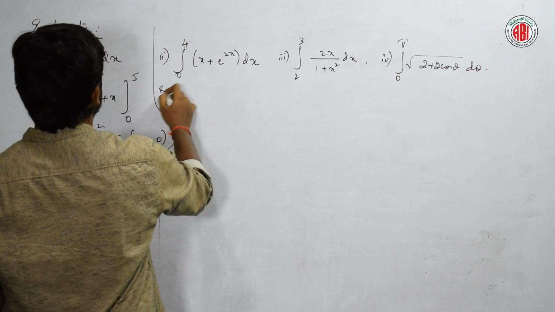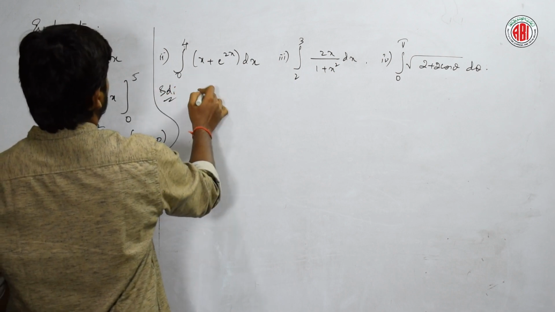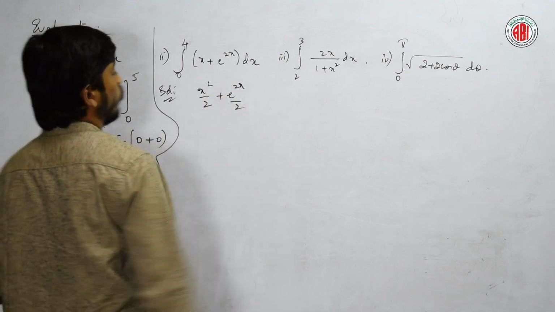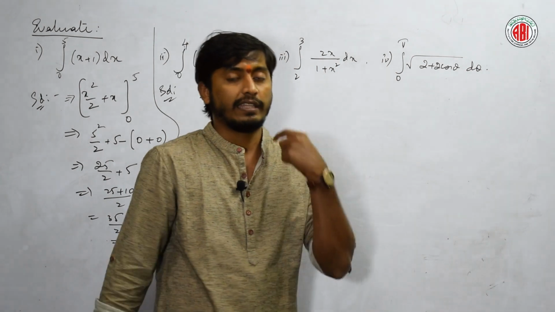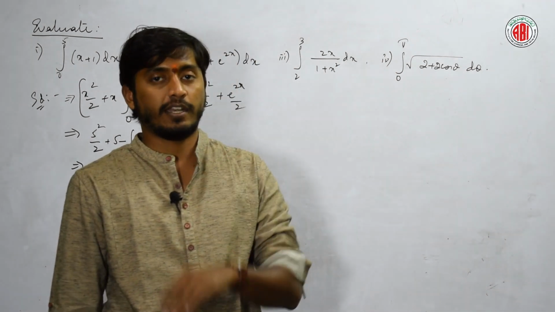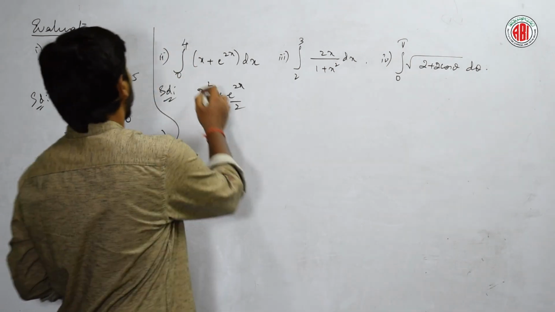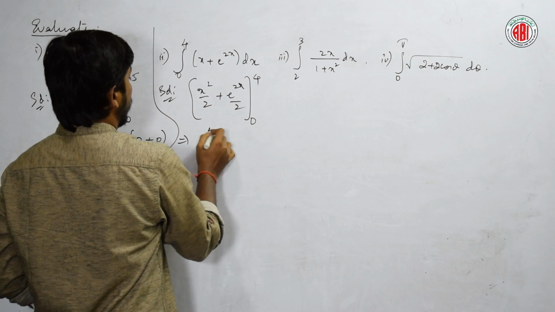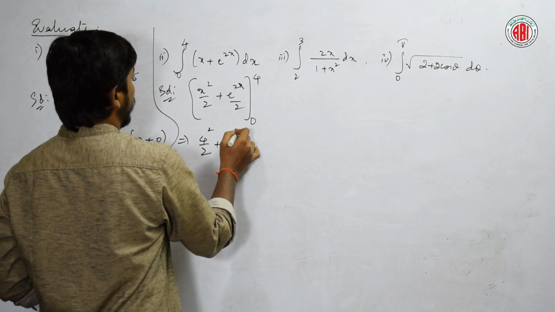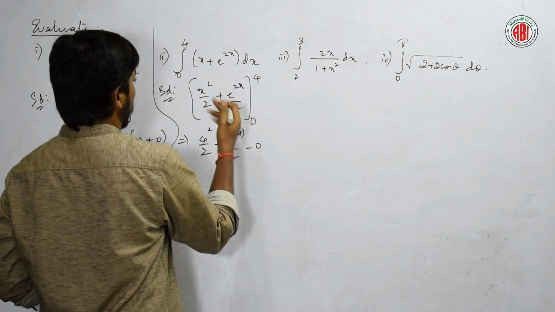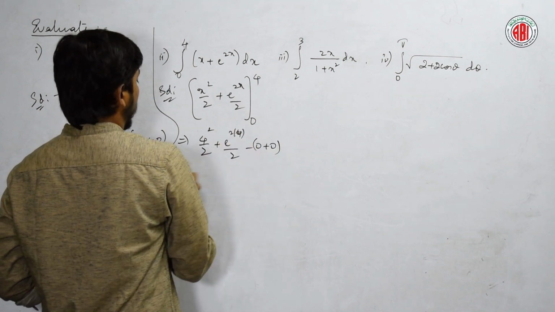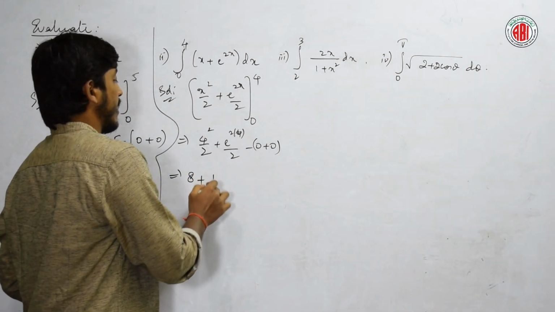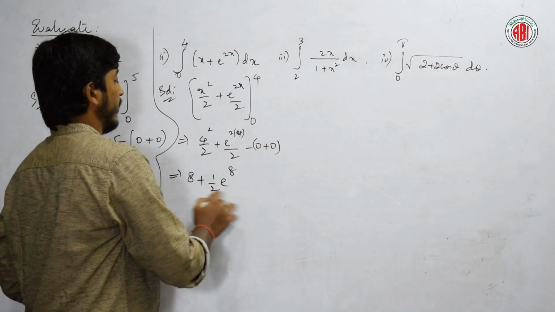x plus e power 2x. The integration of x is x square by 2, the integration of e power 2x is e power 2x by 2, isn't it? Whatever there is instead of x, we are going to differentiate and put it in the denominator. We have to substitute 0 to 4. First substitute 4 square by 2 plus e power 2 into 4 by 2, minus 0 plus 0. Clear? 4 square is 16, 16 by 2 is 8, plus half e power 8.